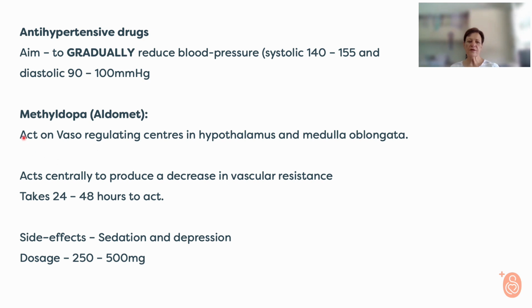Now, if we look at each one of these medications separately, if we look at methyldopa, the pharmacological name that I have here is Aldomet, because that's the most well-known one. As I've said previously, there are also other pharmacological names for methyldopa. Now, what it does is it works on the hypothalamus and the medulla. So it works centrally on the central nervous system, and that makes the blood pressure decrease. So that's why we're saying here it acts centrally to produce a decrease in vascular resistance, and decrease obviously therefore the vasospasm, and decrease therefore the blood pressure.